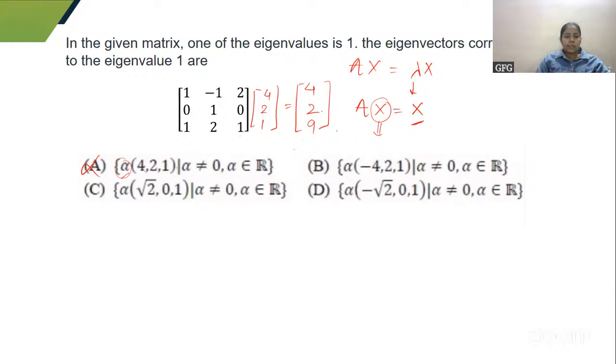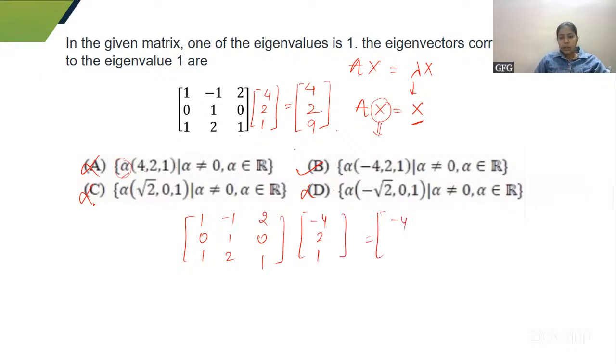Do I need to solve it? Guys, do I need to solve it? I assume that I do not need to solve it. B is correct and C and D are incorrect options. Because if you take this matrix (1, 0, 1; minus 1, 1, 2; 2, 0, 1) and multiply it with (minus 4, 2, 1), you would get minus 4, 2, 1. And you are not getting that for any other vector. So that's why option B is correct.